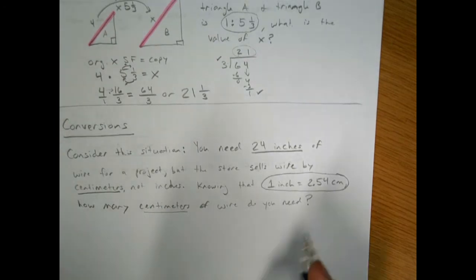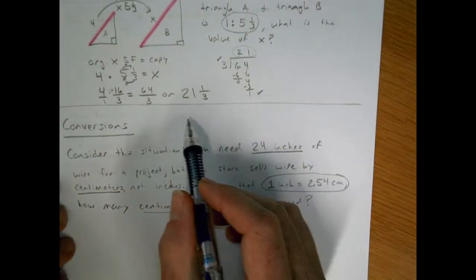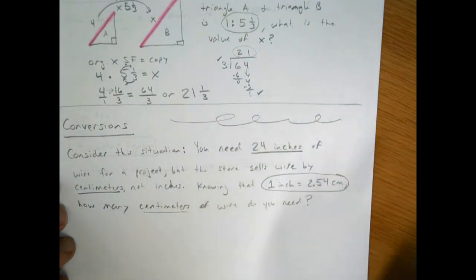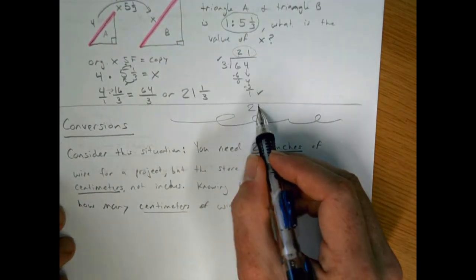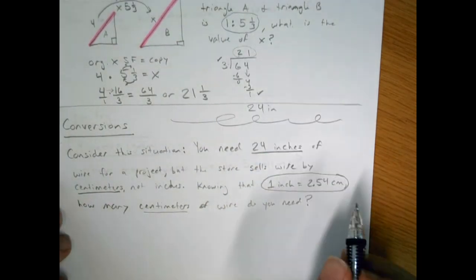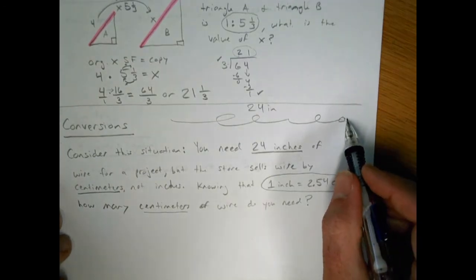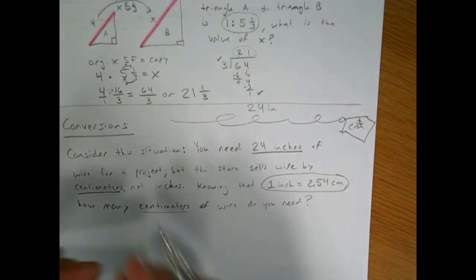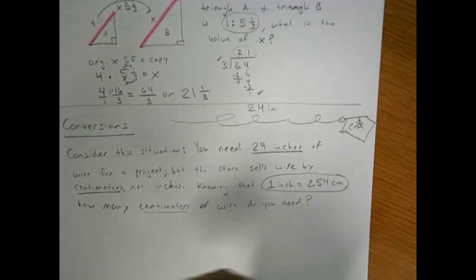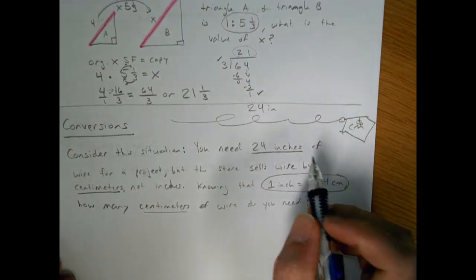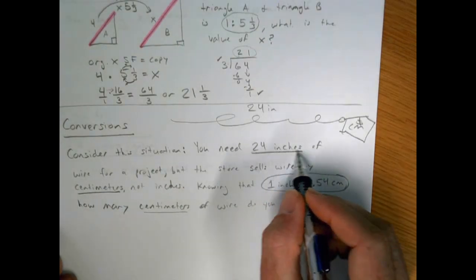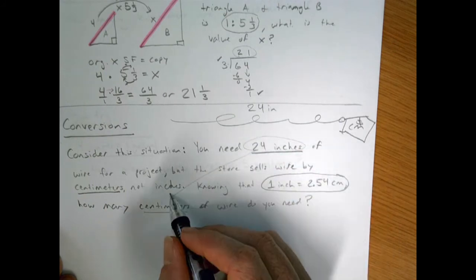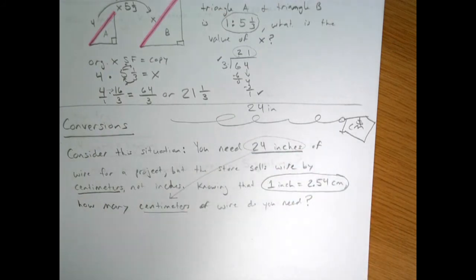So here's our problem. We want to buy some wire, right? We're going to go buy some wire for some kind of project. And I need 24 inches of this. But when I go to the store, it's on sale, or whatever's going to be on the tag, and it's sold by centimeters. So I need to buy a certain number of centimeters, but I don't want to buy too much or too little. So I need to convert what I need, the inches, into what I can buy, which is centimeters.